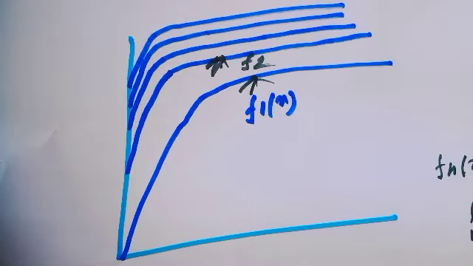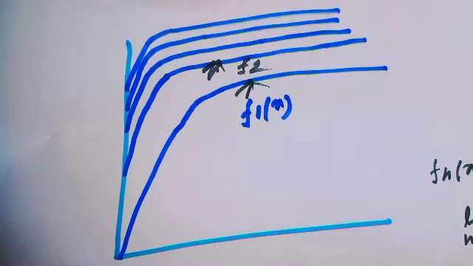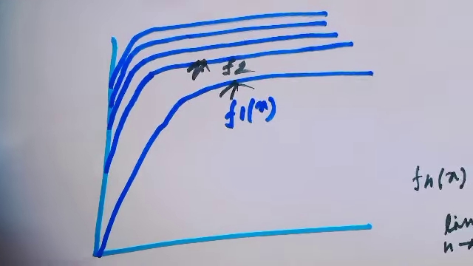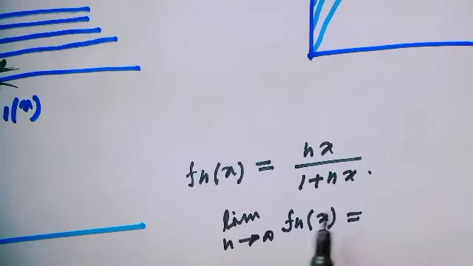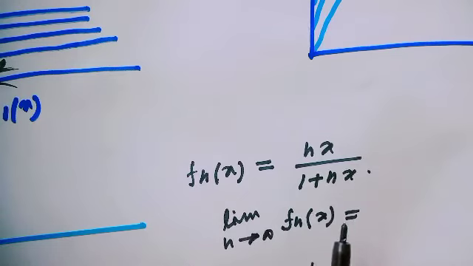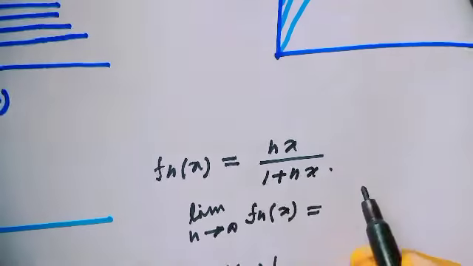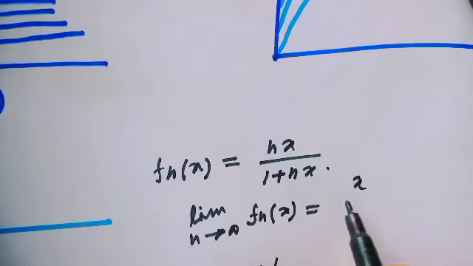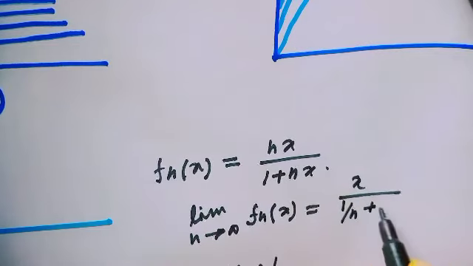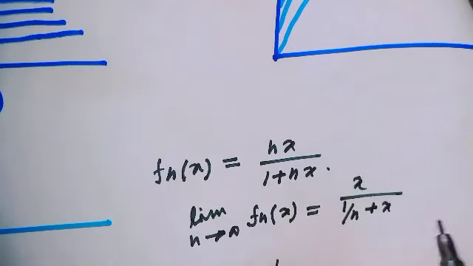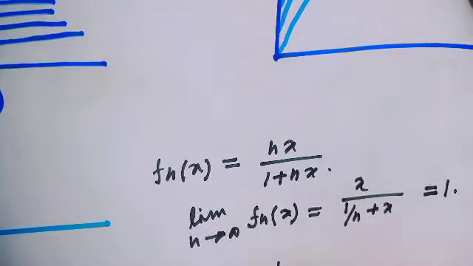At first, to find the uniform continuity, we have to find the pointwise limit of this function, fn(x) = nx over 1 plus nx. Then, as n tends to infinity, fn(x) becomes x over 1 over n plus x, and this value would be 1.